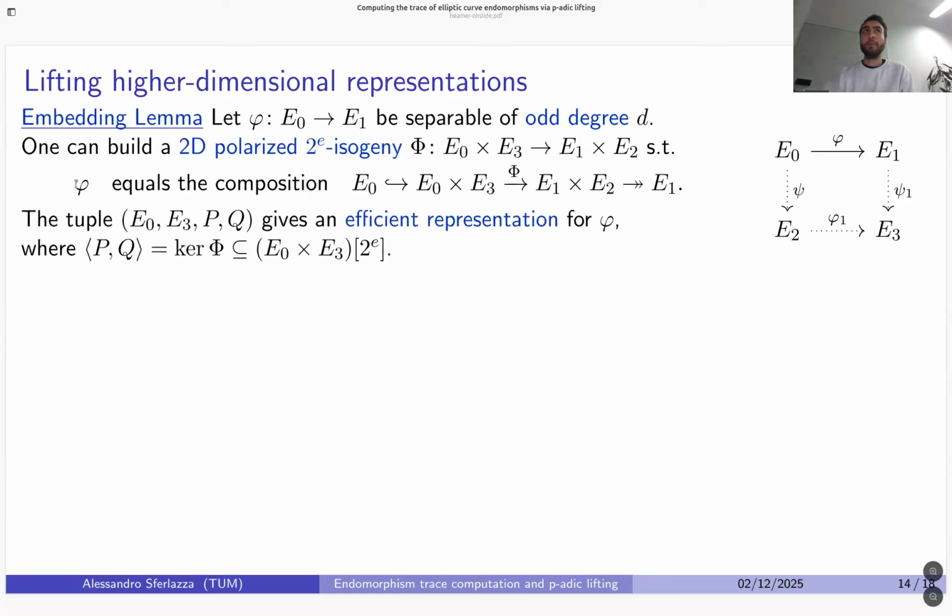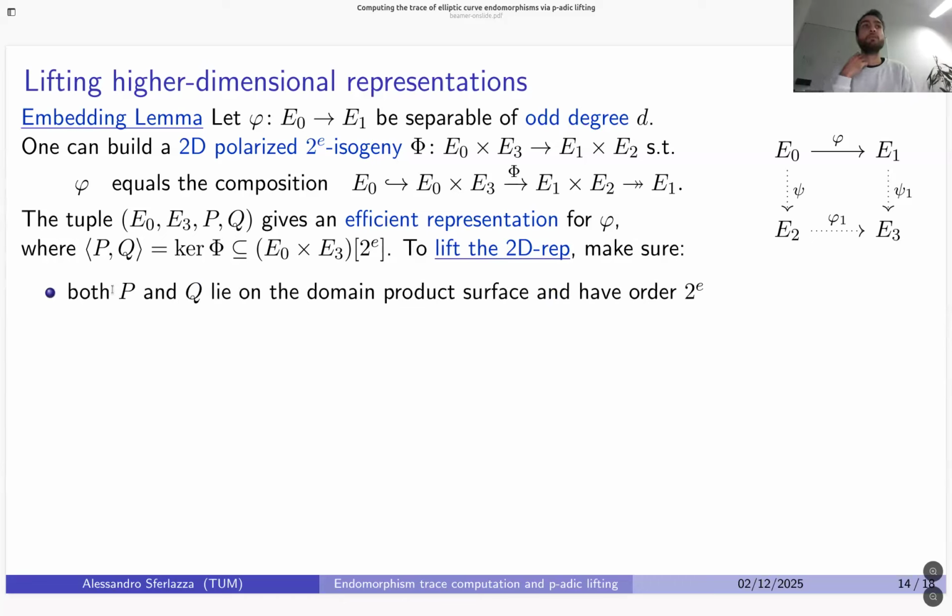So basically taking the domain and a basis of the kernel of such an isogeny gives us an efficient representation. Something that efficiently allows us to compute the codomain and evaluate the isogeny on any point. Again, in 2 dimensions, this thing will be smooth. So basically it'll be a chain. The idea of lifting is the same. So in order to do that, let's see the steps. We need to lift the kernel points to be points that lie on the actual lifted domain and have the correct order.